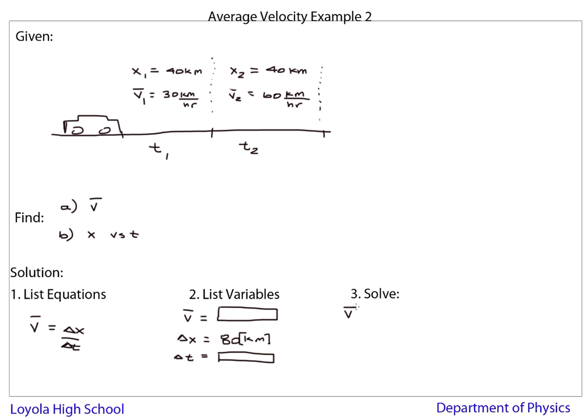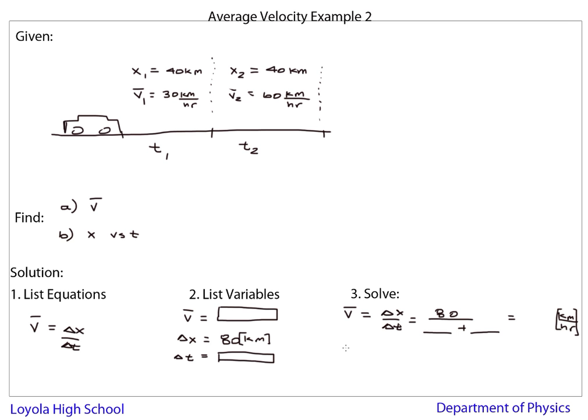Solve. So let's see. How are we going to do this? If I know that this is the change in position versus the change in time, this is 80. I know on top. And on the bottom, like I said, it's the first time plus the second time. So we need to find these two times here. If I can find those two times, I can plug them in, and I can get my answer of so many kilometers per hour.